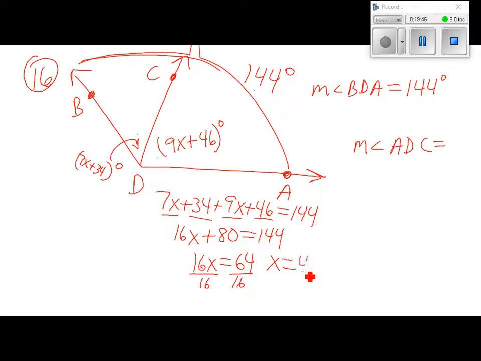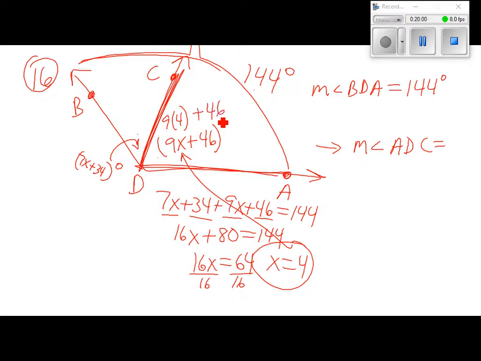They didn't ask us to find x. They actually asked us to find the measure of angle ADC. So that means we're going to take that 4 right there and plug it back in up there. 9 times 4 plus 46. 9 times 4 is 36. 36 plus 46 is 82 degrees. So the answer should be 82 degrees, which is letter B on the paper.